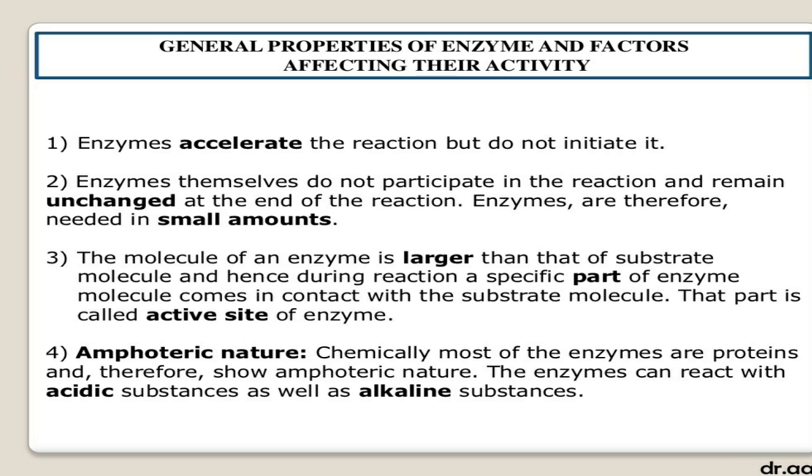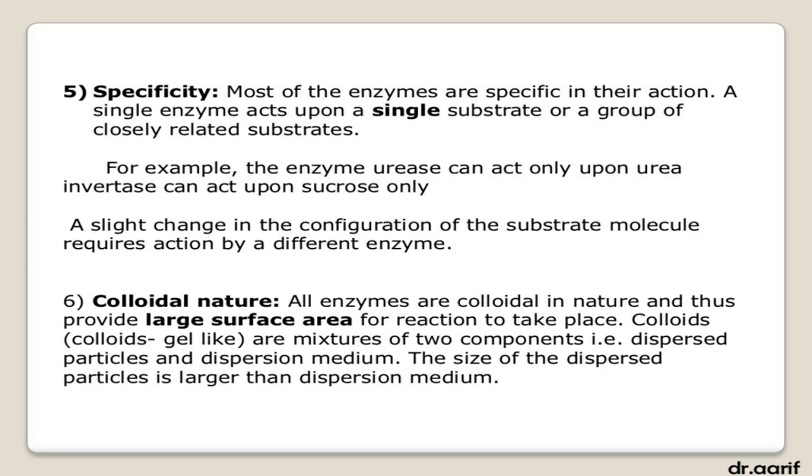Amphoteric nature of enzyme. Chemically, most of the enzymes are proteins and therefore show amphoteric nature. The enzymes can react with acidic substances as well as alkaline substances. Specificity. Most of the enzymes are specific in their action. A single enzyme acts upon a single substrate or a group of closely related substrates. For example, the enzyme urease can act only upon urea, and invertase can act upon sucrose only. A slight change in the configuration of the substrate molecule requires action by a different enzyme.